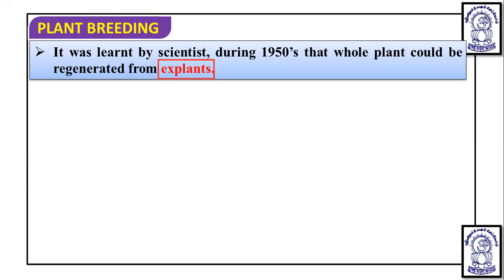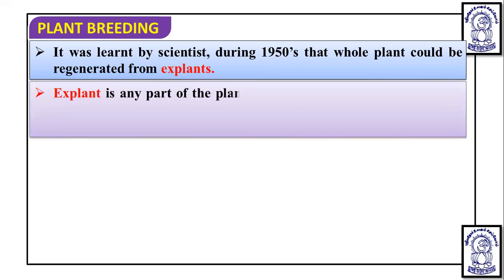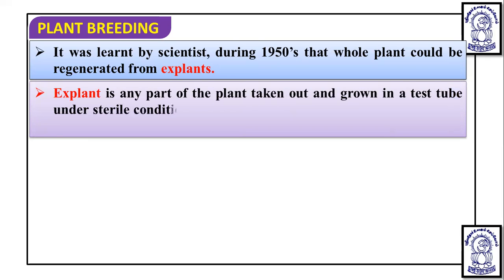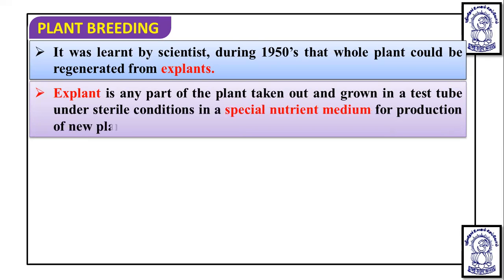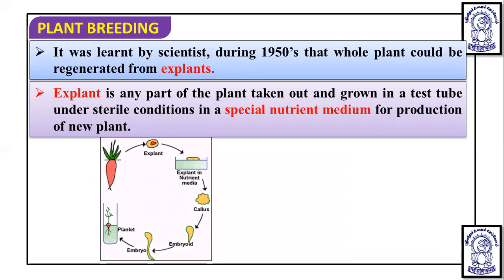The explant is any part of the plant taken out and grown in a tissue under sterile condition. Sterile condition means a microbe-free environment. If any plant part is taken out and grown under sterile condition in a special nutrient medium for the production of a new plant, then that is known as an explant. So it is a plant part which is going to produce a new plant in the aseptic, sterile condition, in a tissue culture technique.